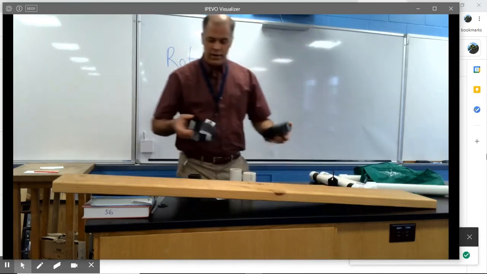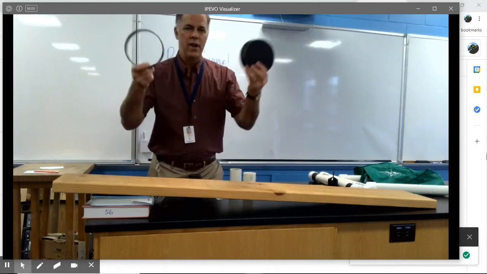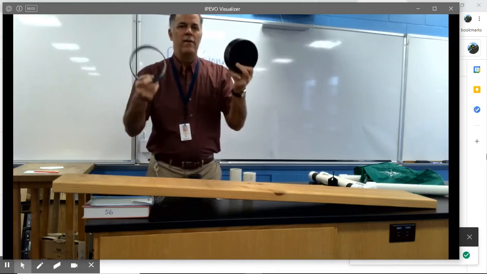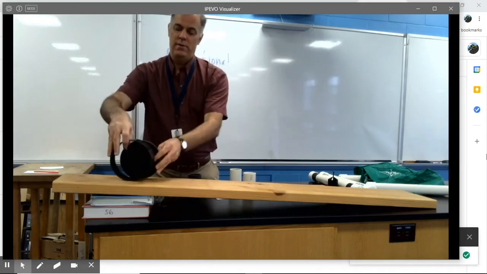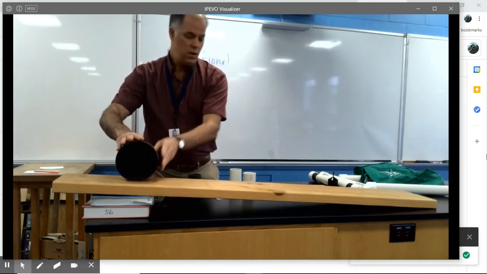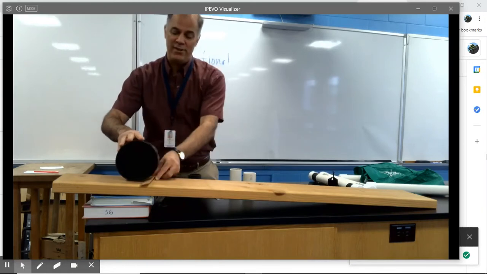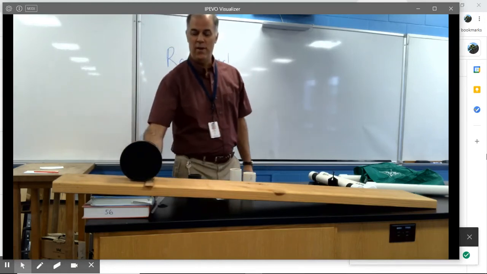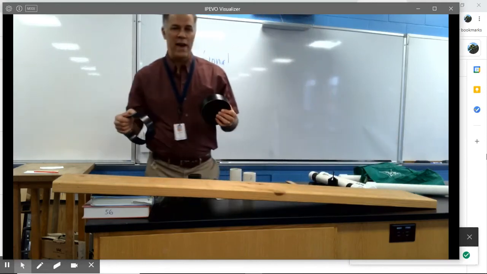One last demo here. Let's see if you can make a prediction. I have a hoop and I have a solid disc. They're the same mass. And when I put them on the table here, which one is going to roll down fastest? The hollow one or the solid one? Here we go. And the solid one goes faster.